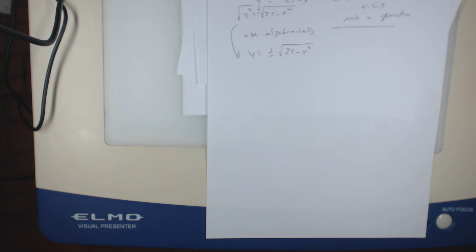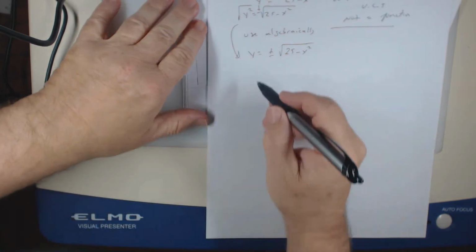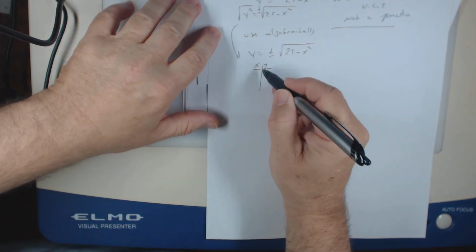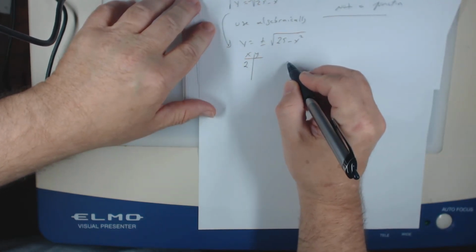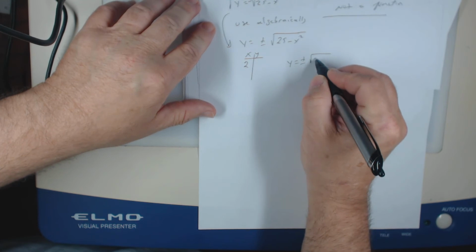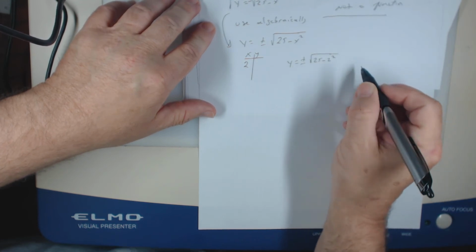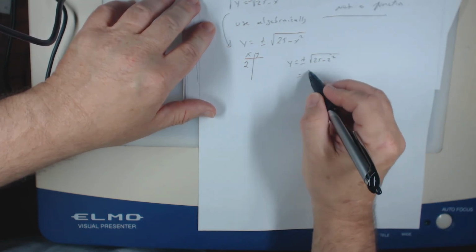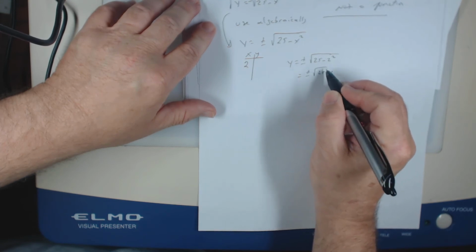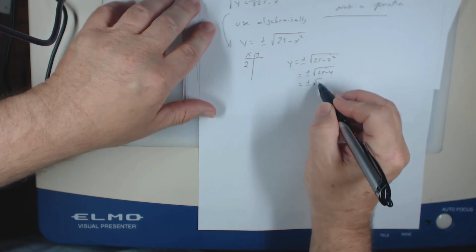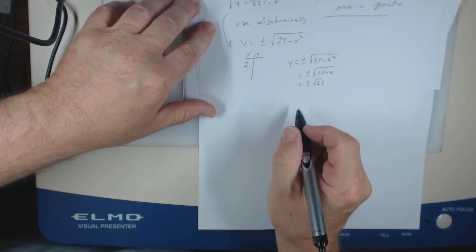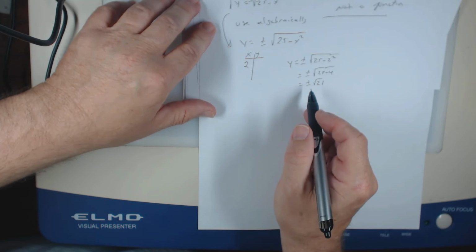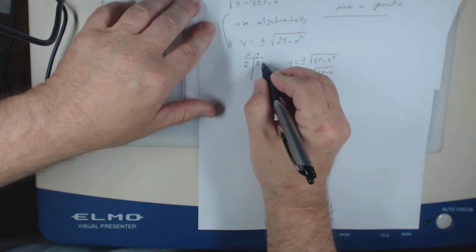And watch what's going to happen. Give me a number for x. That's fine, you can say 2. I get y equals plus or minus the square root of 25 minus 2 squared. Plus or minus the square root of 25 minus 4. Plus or minus the square root of what? So when x is 2, how many y values did I have? 2. A positive square root of 21 and a negative square root of 21.